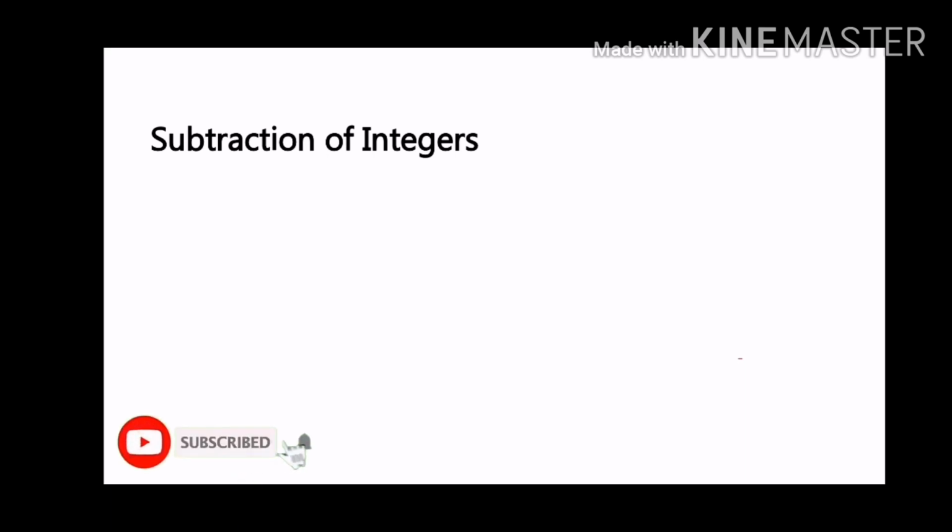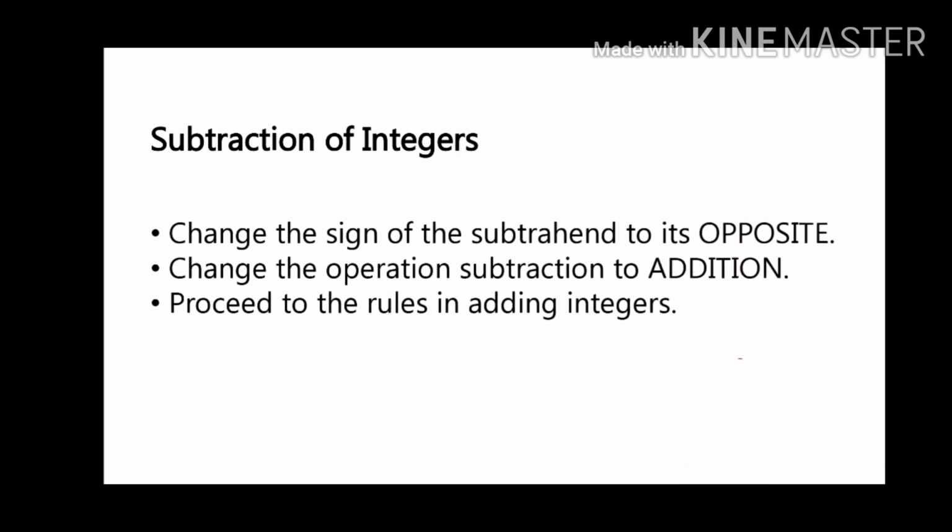Okay, so let us now proceed to the next operation, which is subtraction of integers. When you're subtracting integers, you need to have the idea of addition of integers, because you will be using that when you encounter subtraction of integers. When you're subtracting, the first step is change the sign of the subtrahend to its opposite. Second, change the operation subtraction to addition. Third, proceed to the rules in adding integers.